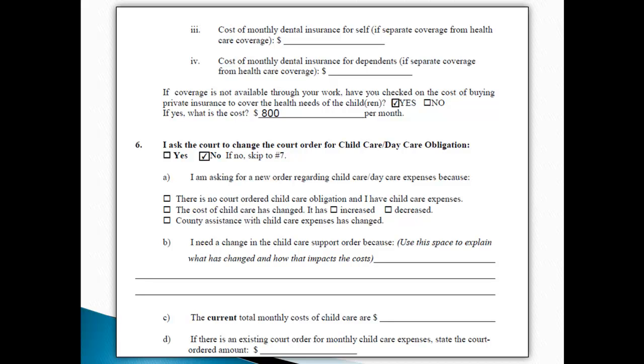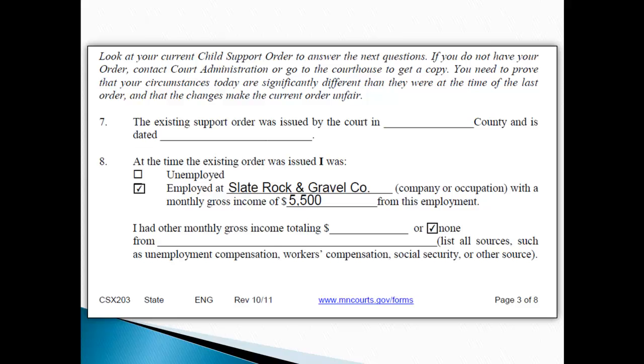If you are aware that there are child care costs, but do not know the current cost of child care, you can write unknown in the space for letter C. To fill out the following questions, look at your current child support order. Again, if you do not have a copy of your existing order, contact court administration or go to the courthouse where the case is filed to get a copy.